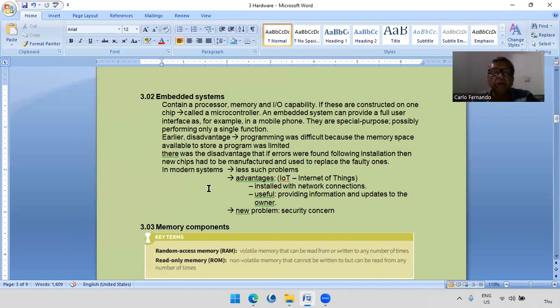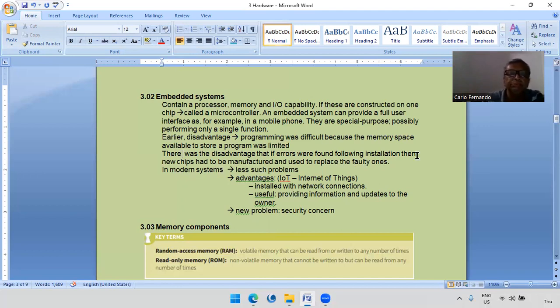There was also the disadvantage that if errors were found following installation, then new chips had to be manufactured and used to replace the faulty ones. You know that if there was a fault, then you had to replace it. You had to manufacture a new one and send it to the user to replace.